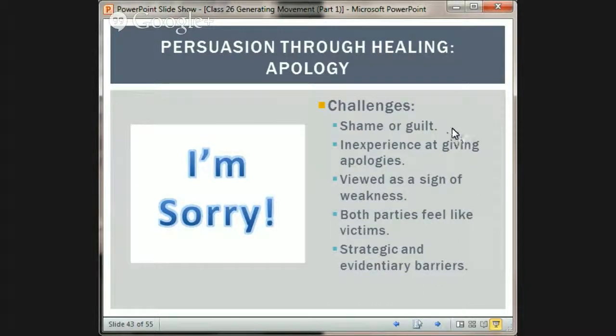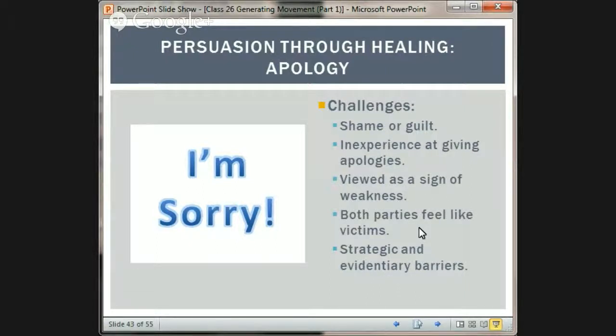The challenges. First of all, you're going to be dealing with shame or guilt by one or both parties. Parties are inexperienced at giving apologies, especially in our culture. There is a gender gap here. Women apologize a lot, but they do it to maintain relationships, not really to admit fault. Men have a really hard time apologizing because in our culture, it tends to make them one down. It's often viewed as a sign of weakness, and that's kind of obvious, I guess.